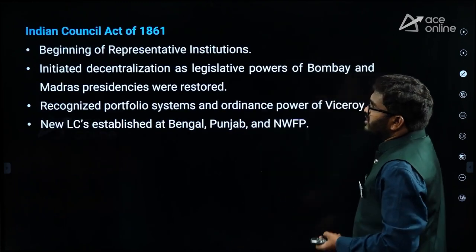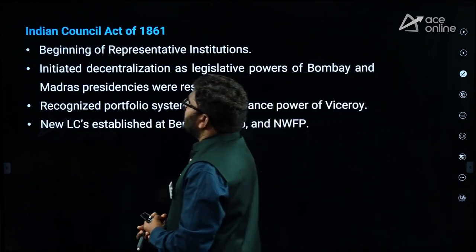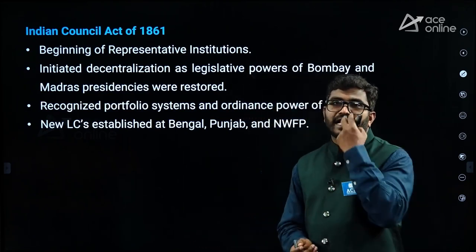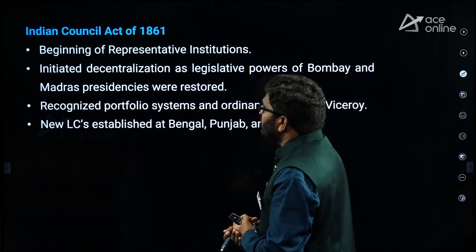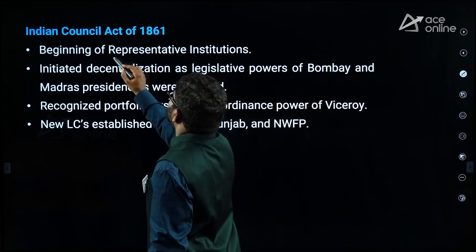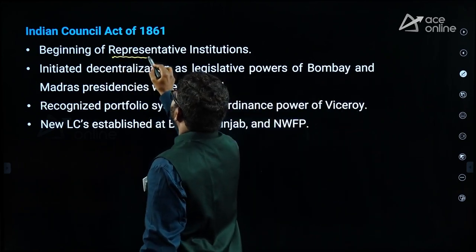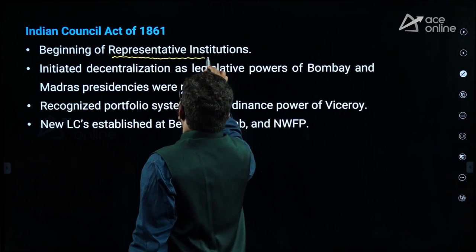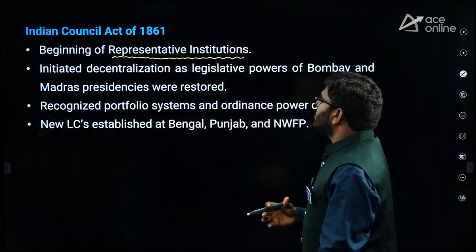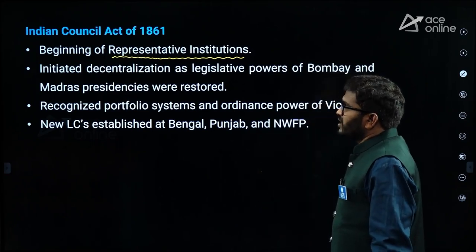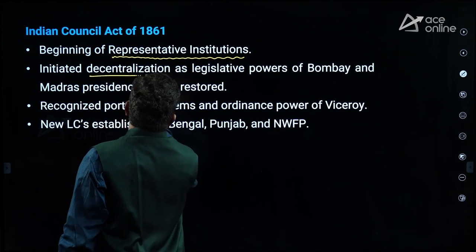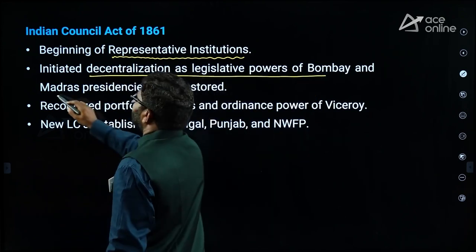Now, another regulation, that is the Indian Councils Act of 1861. Okay. Actually, from here, representative institutions were started. Means local people are also going to enter into the legislative councils. Beginning of representative initiatives. Initiated decentralization of legislative powers to Bengal and Madras.